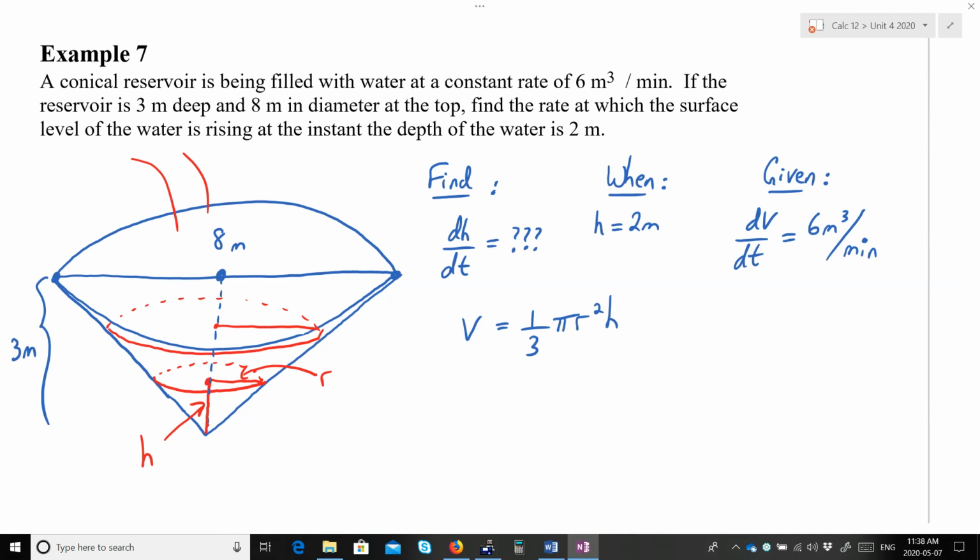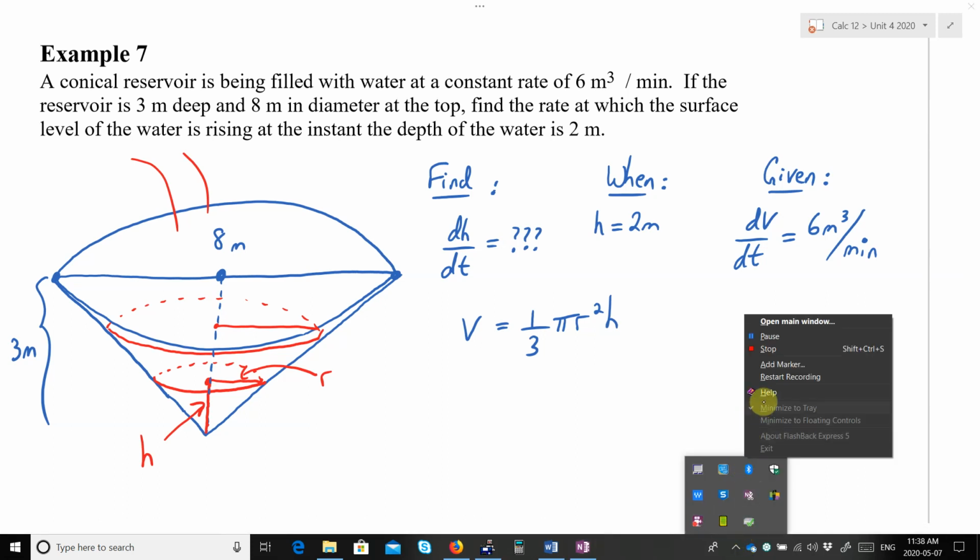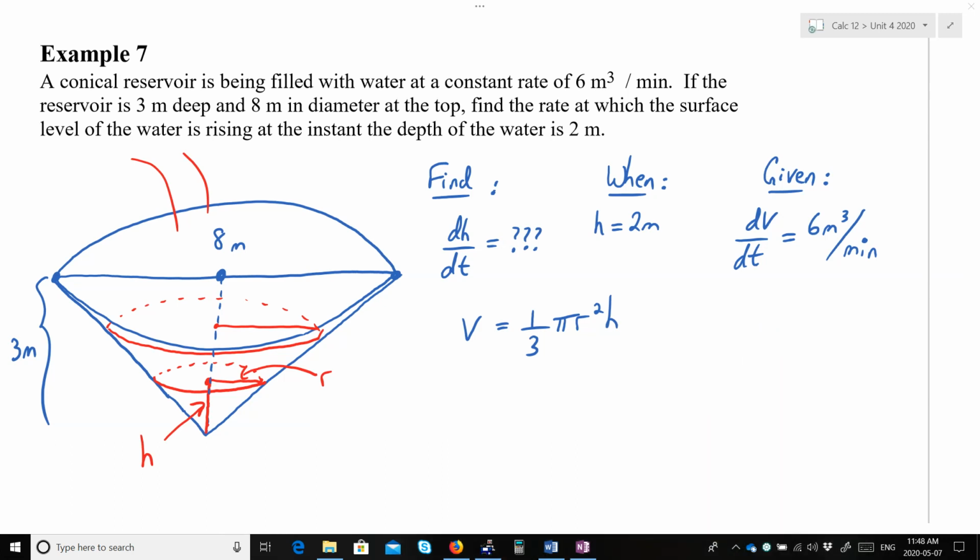But in this situation, h changes and r changes. And I'm just going to pause for a second here, and I'll be right back.